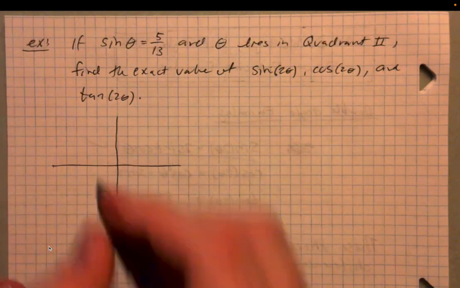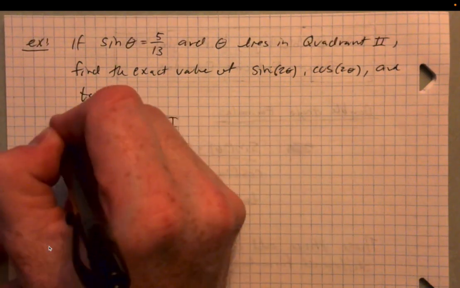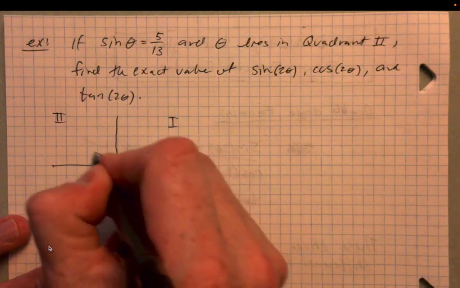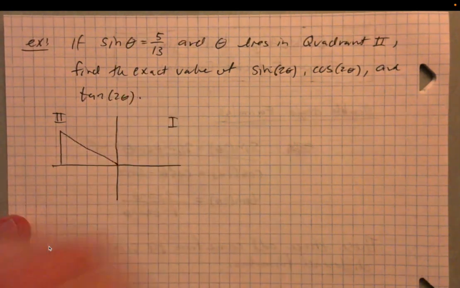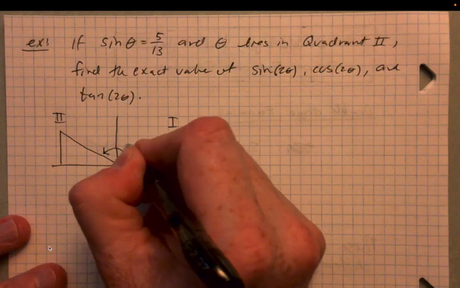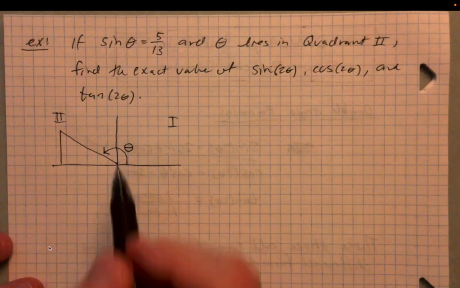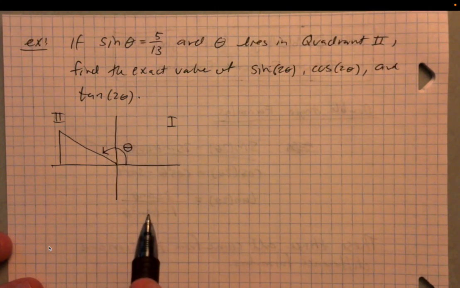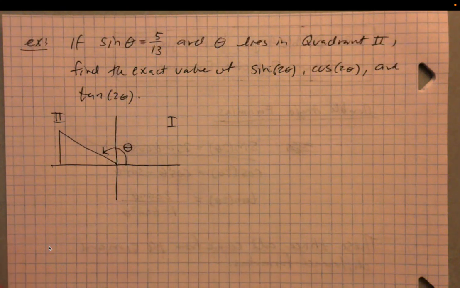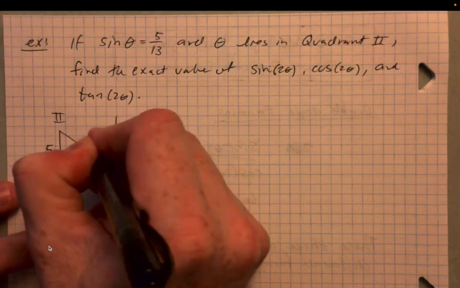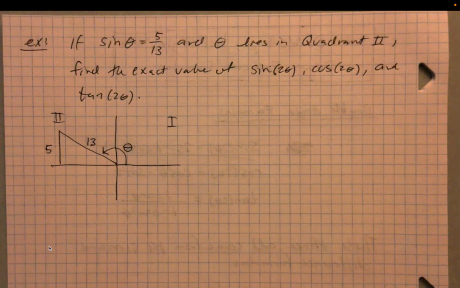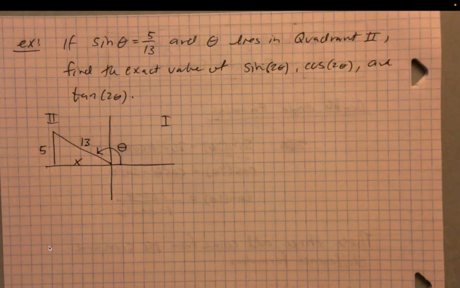Here's our grid. This is quadrant 1. Quadrant 2 is over here. So our angle theta must be like this, right? And we're told that sine of this angle is 5/13, so that means opposite over hypotenuse. So 5 over 13, like so, and then we'll say this is x. So we've got some triangle here.